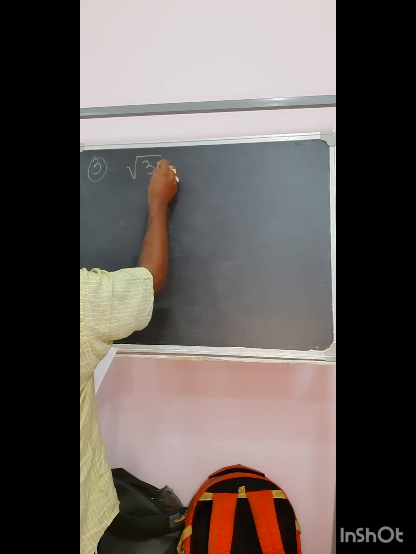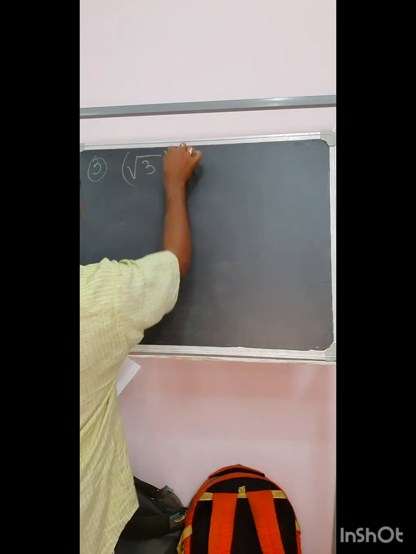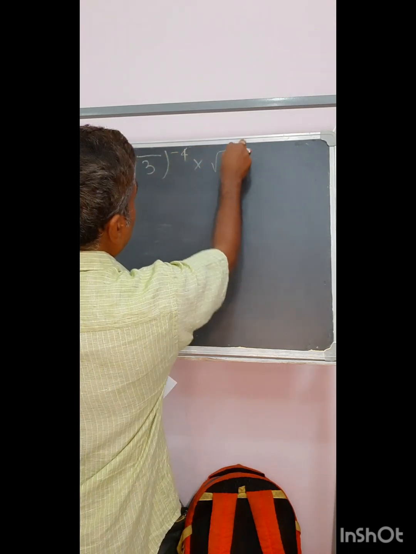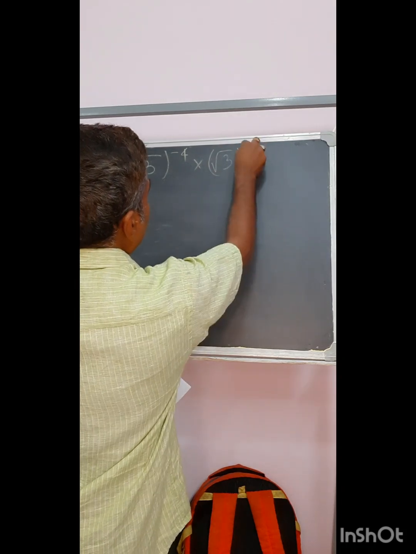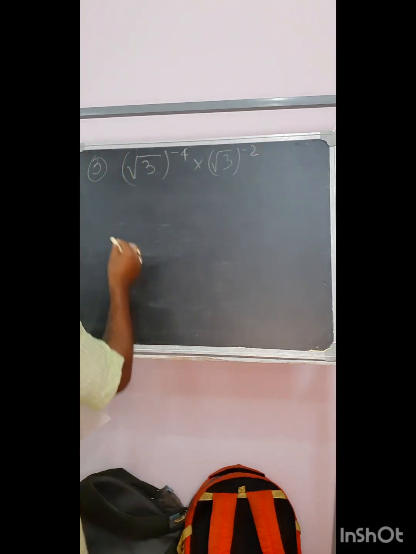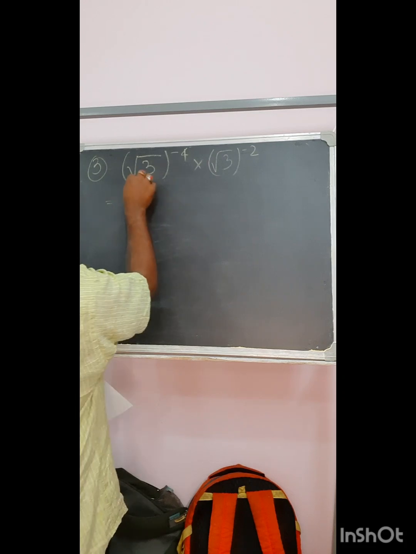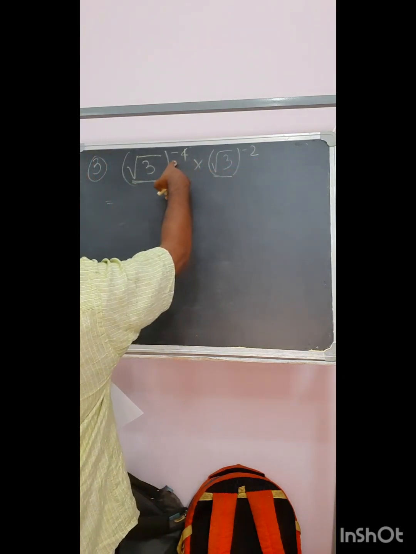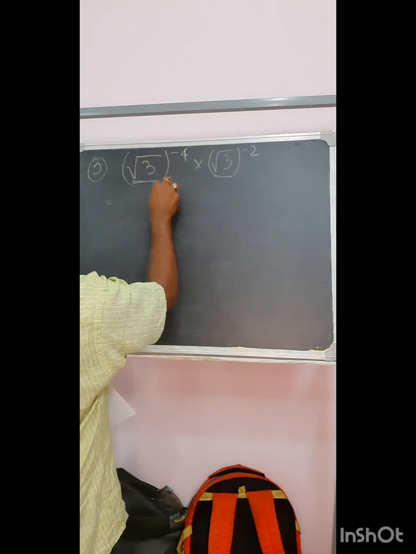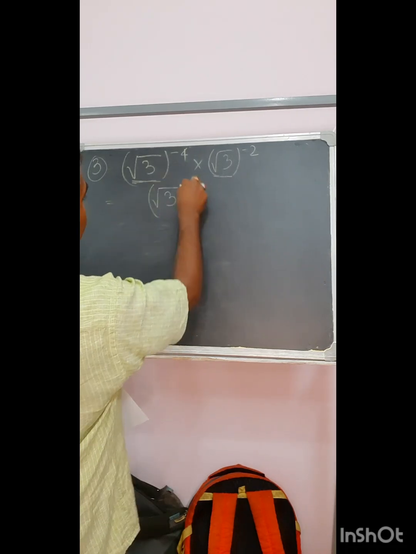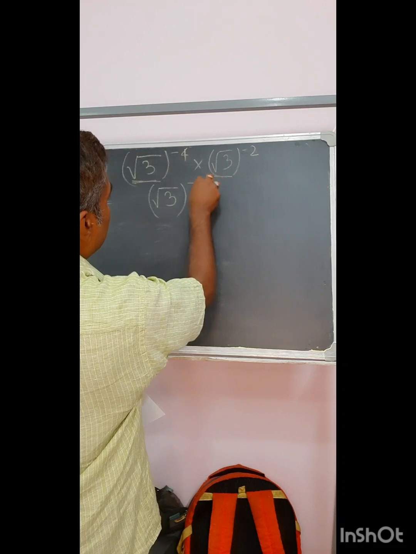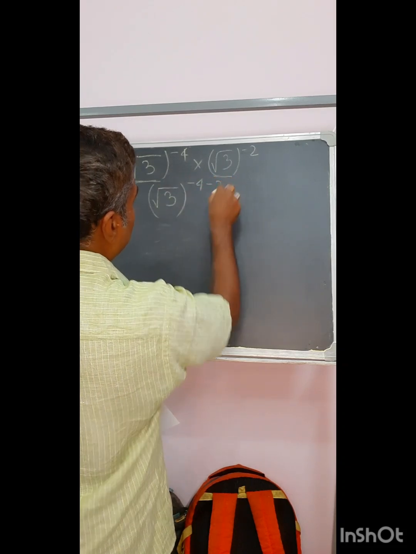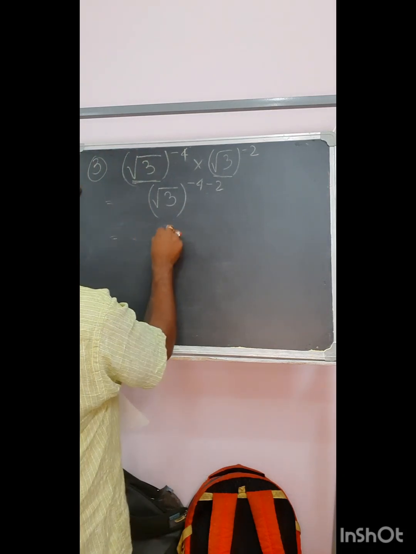square root of 3 whole to the power of minus 4, into root 3 whole to the power minus 2. So how will you solve that? Because you can see the bases are the same, only the indices are different. So as per the rule, I can bring it together and calculate. Because this is multiplication, the indices will be added up. So this will become something like that.